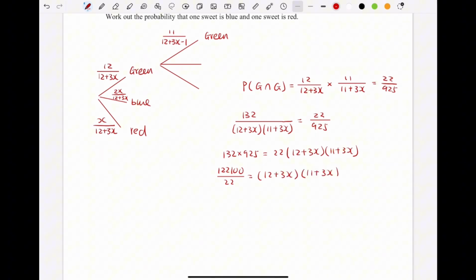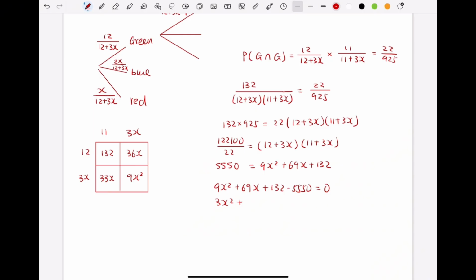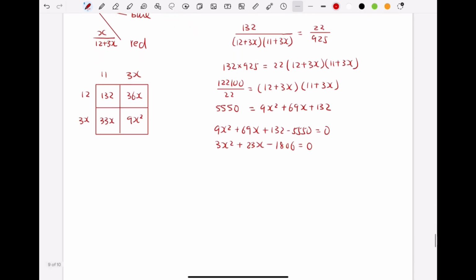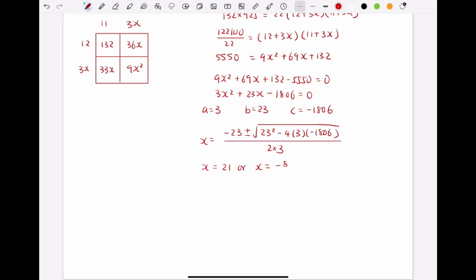By simplifying and expanding the brackets using Farmer's field, we have the quadratic equation 9x squared plus 69x plus 132 is 5,550. By rearranging, making one side equal to 0 and dividing both sides by 3 to simplify this quadratic equation, we have a is 3, b is 23, c is negative 1,806. So by using the quadratic formula, we can solve for x. x is 21 or negative 86 over 3.